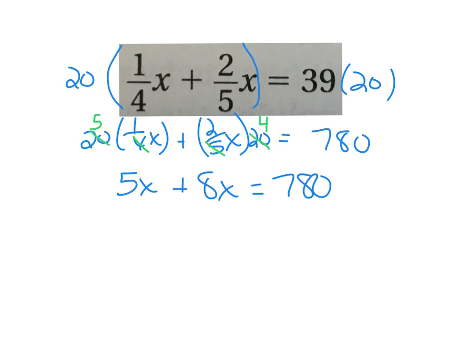See how easy it is now? The fractions are all gone. This looks so much easier. 5x and 8x is 13x, which is 780. Divide both sides by 13.